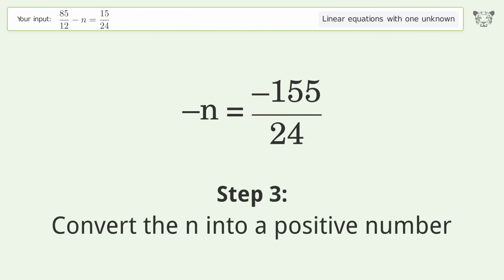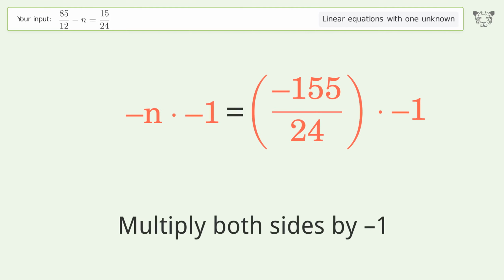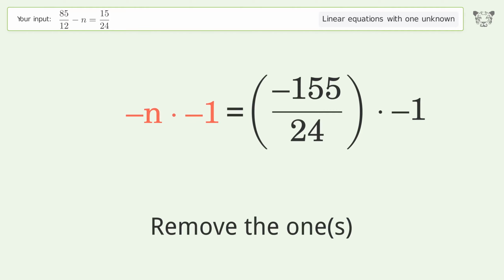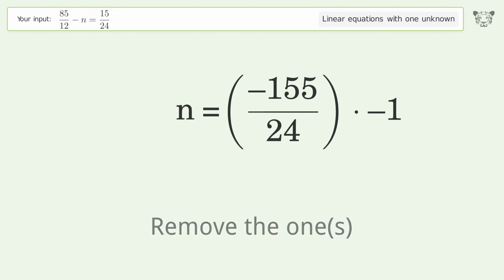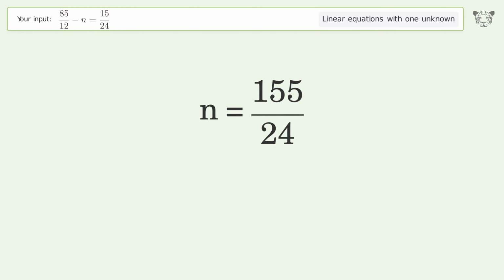Convert the n into a positive number. Multiply both sides by -1. Remove the ones. And so the final result is n equals 155/24.